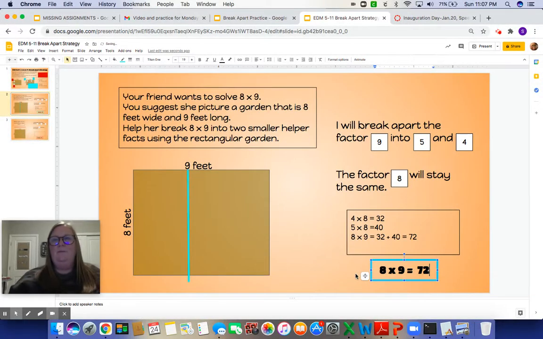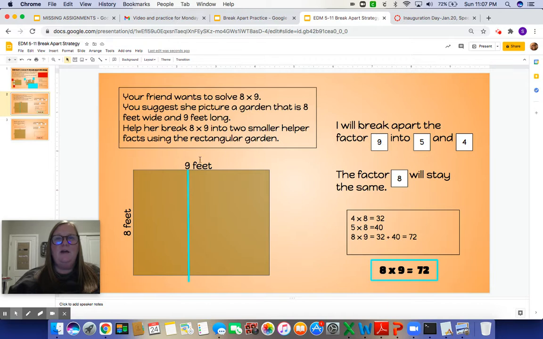So all you're doing is breaking apart one of these factors, either 9 or 8, into two smaller numbers. So we did 4 plus 5 equals 9, and then we just wrote multiplication problems for those. So let's look at another one.